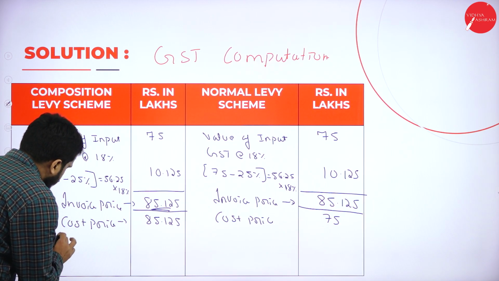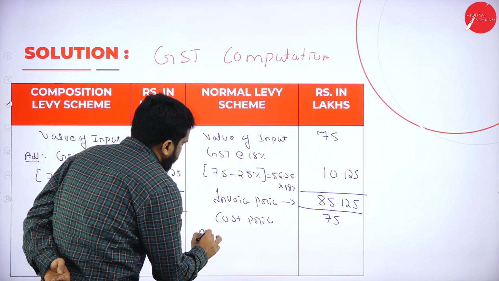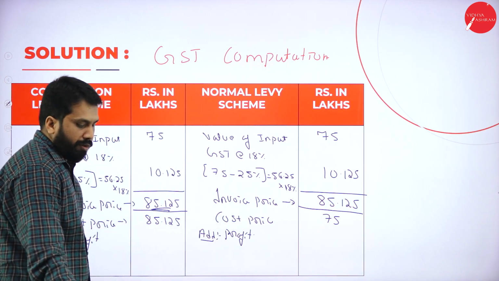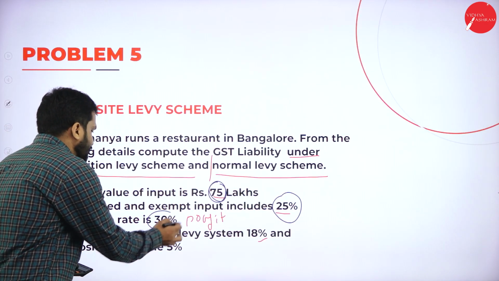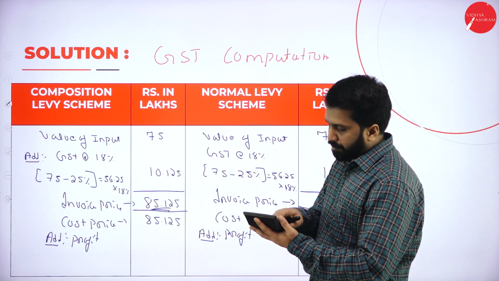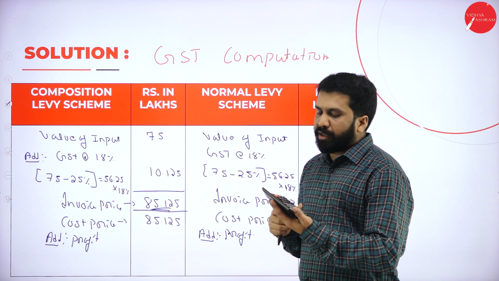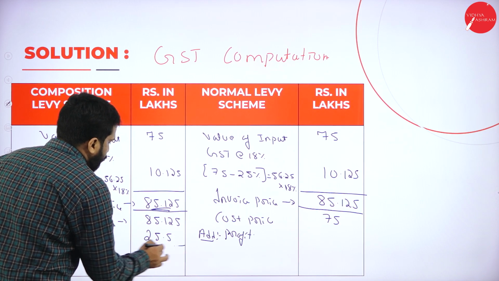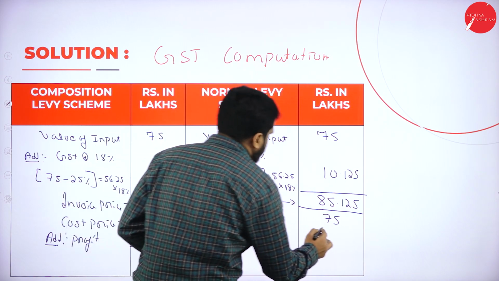Add profit. Here also add profit. Now, how to find out profit? Now, your profit is how much? Markup price is 30%. 30% is your profit. Now, 85.125 into 30%, I got 25.5. Similarly, 75 into 30%, I got 22.5.